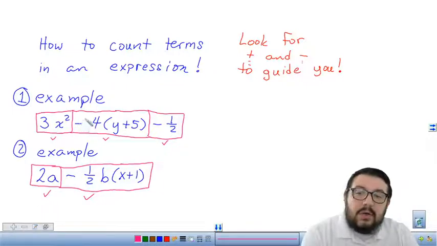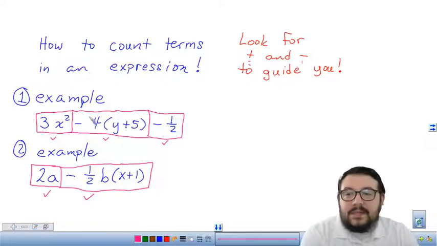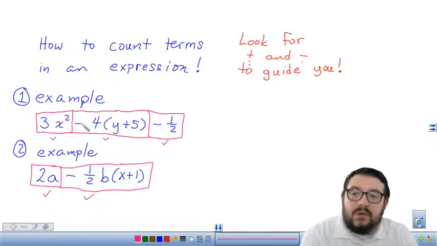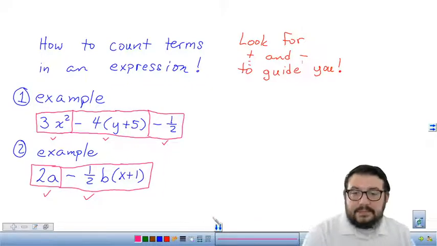Notice, you don't go after. So that's something that's important. You don't go after the minus sign. You go right in front of it because the minus sign starts the new term. The plus sign starts the new term. Okay, so plus signs and minus signs start new terms. All right.